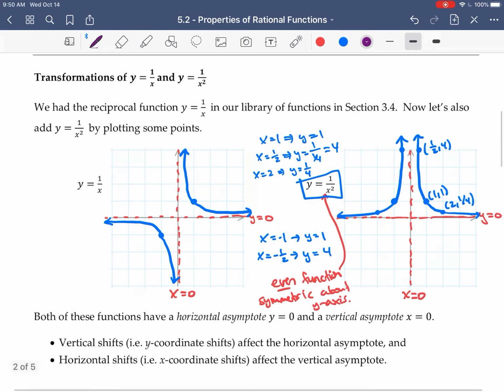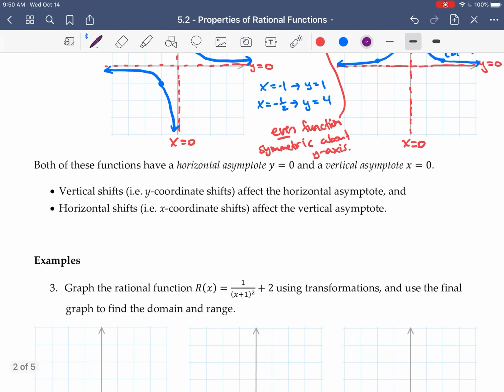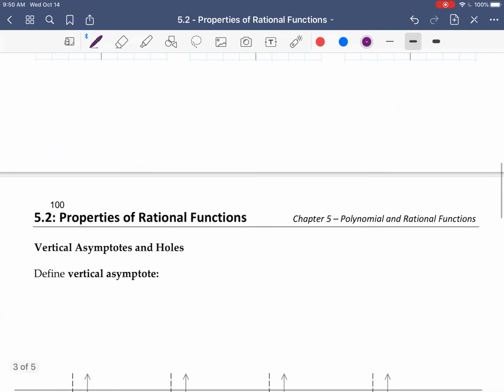So I'm going to leave you to do the transformation of that graph. Okay, so it works the same as normal. So all the regular transformations are the same. Yeah, so I'll leave you to do that example.